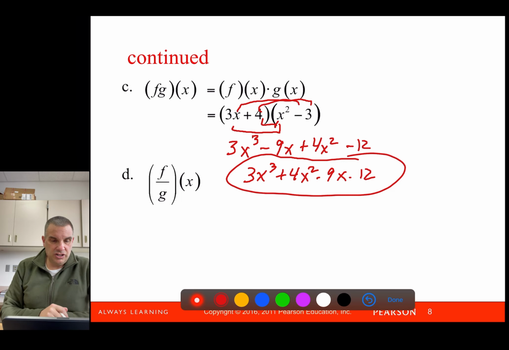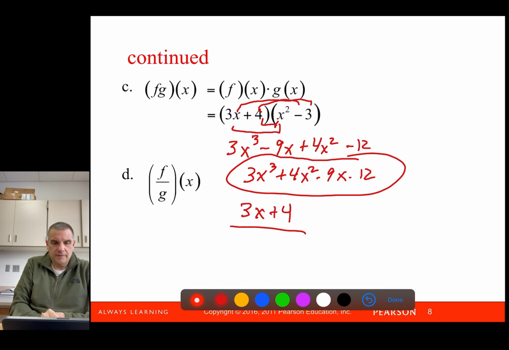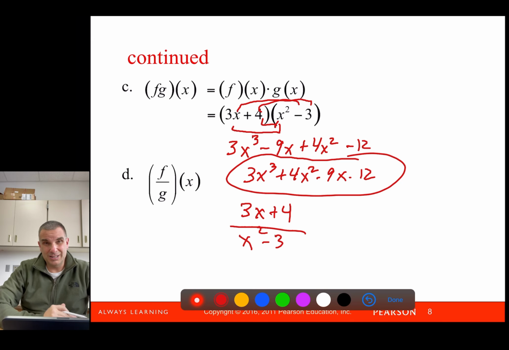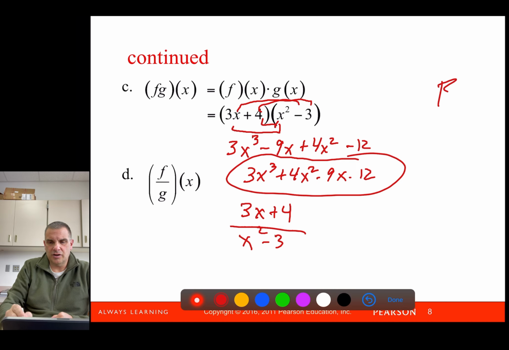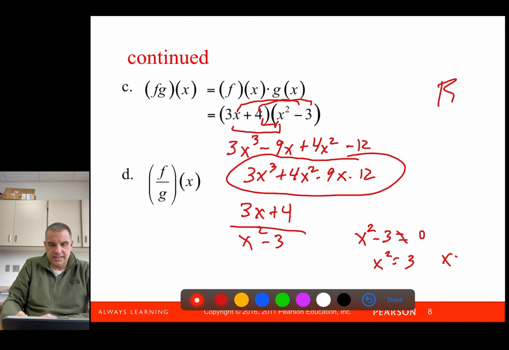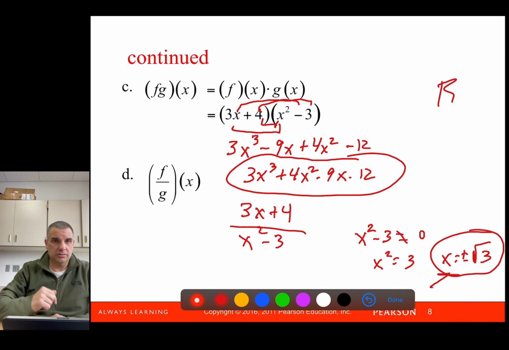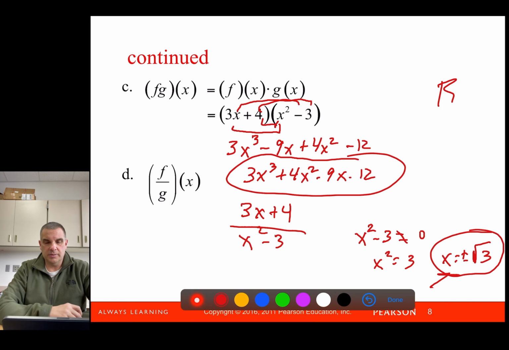And then f divided by g of x. So we've got 3x plus 4 over x squared minus 3. Really, at this point, you're done. This is all reals. This one, the denominator can't be 0. So we would have to go x squared minus 3 cannot equal 0. So x squared equals 3. So x cannot be positive or negative square root of 3. So your domain would be all reals except where that can become 0, which should be plus and minus square root of 3.